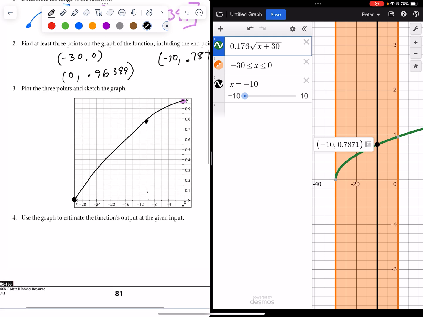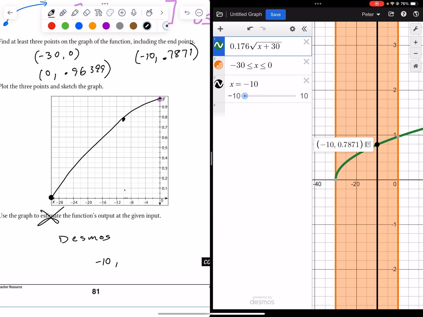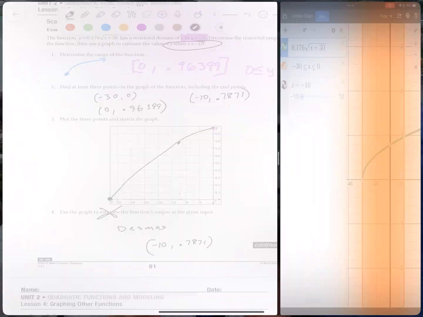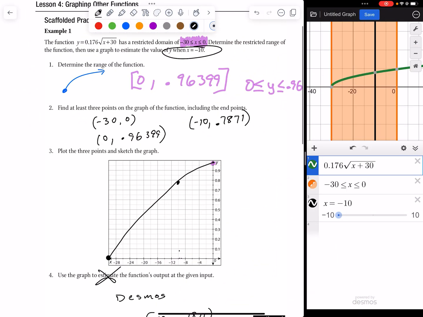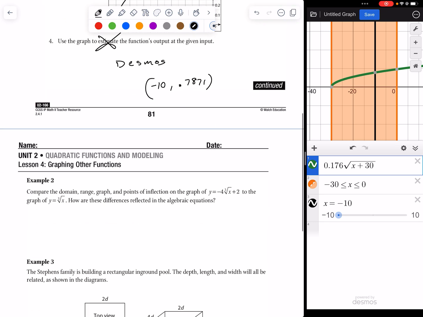They want us to estimate. We'll use Desmos, so we know what the answer is. Negative 10, comma, 0.7871. The point of this lesson today, guys, is to talk about restricted domains. It's not about this being a square root, but it could be whatever. It doesn't matter. It's just talking about the different ways to do it.